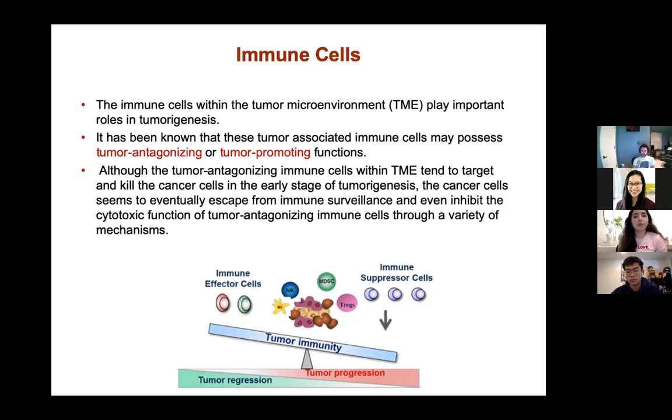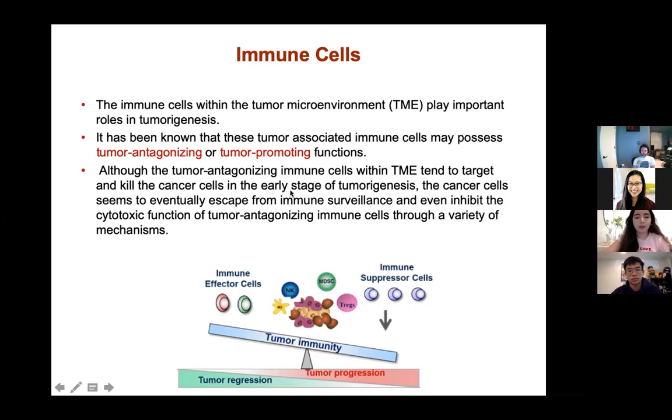So it has been known that tumor associated immune cells possess tumor antagonizing and tumor promoting functions. They tend to target the cancer cells in early stage, and then the cancer cells go on to escape immune surveillance and recruit a lot of immunosuppressive cells to the microenvironment, and then they inhibit a lot of the cytotoxic functions that typical tumor cells would have.